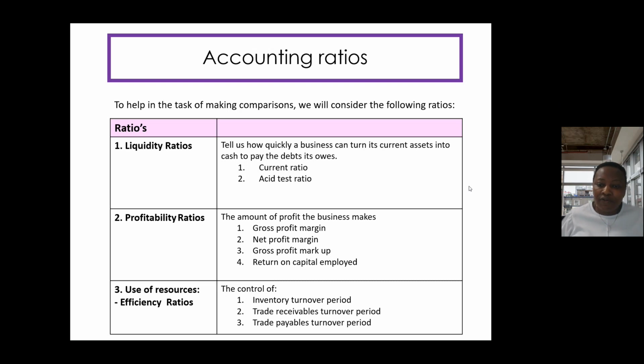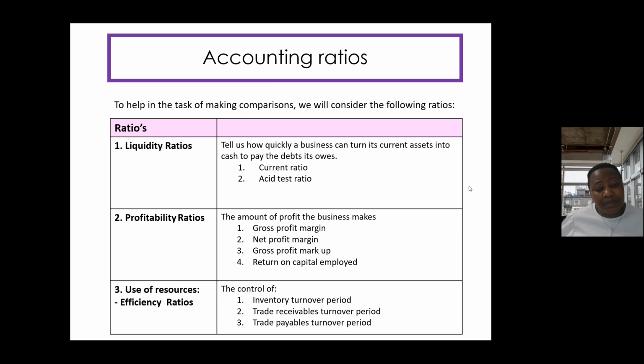How quickly can you convert what you have as current assets into cash, so that if we have debts to pay, we know that we can pay quickly? If our creditors ask us that they want their money paid now, how quickly can we convert what we have as current assets into cash to settle those debts? We are going to be looking at two liquidity ratios, and that's the current ratio and the acid test ratio.